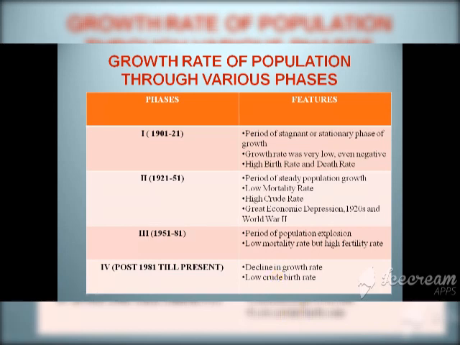They have more education, institutions were being set up, industrialization was there, and transport and communication have boosted the whole society. So these are the four phases of growth of population in India.